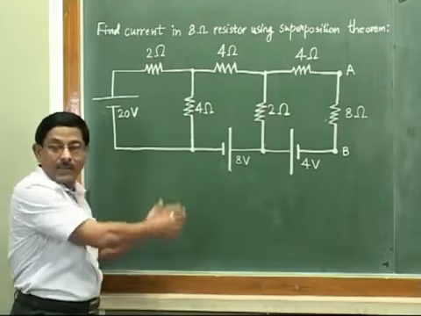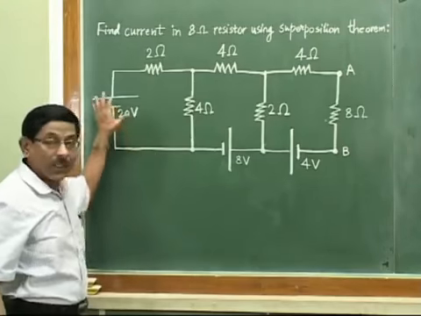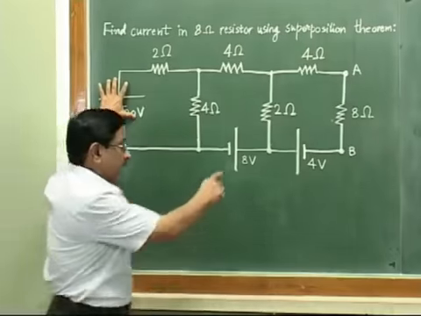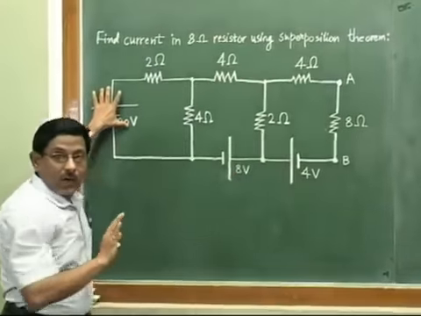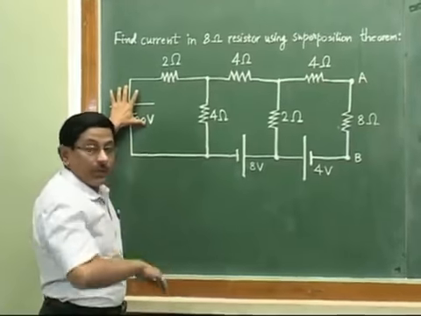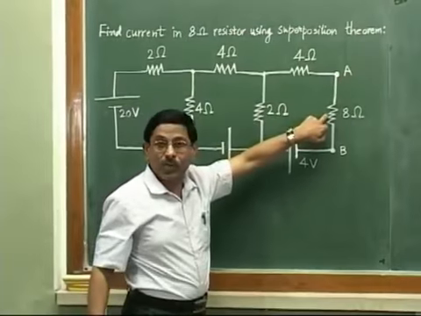Now see, 3 are there. So out of 3, we will consider any one, say a 20 volt source. That time we will imagine that the 8 volt and 4 volt sources are not at all acting. They are just passive. They are not active. Then we will find out the current flowing through this 8 ohm resistor.